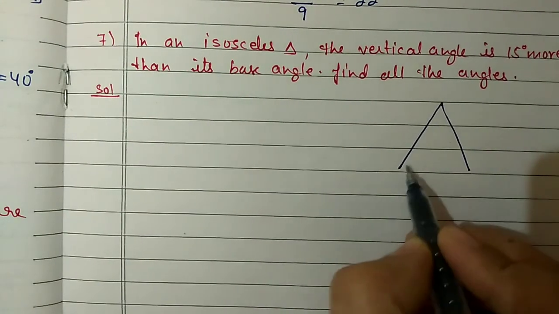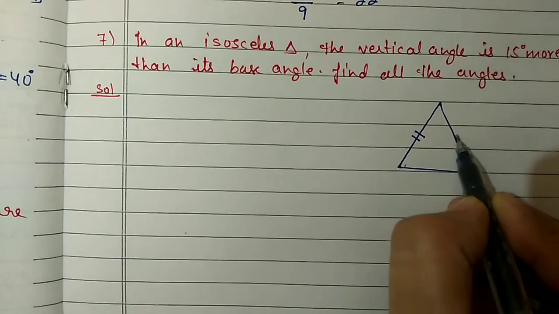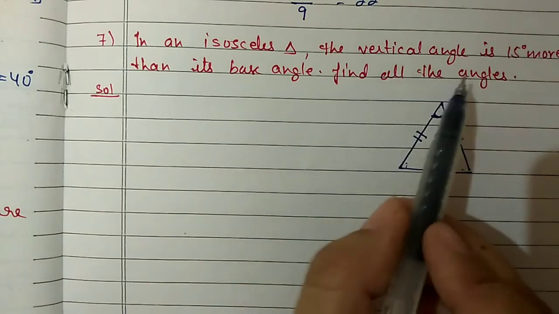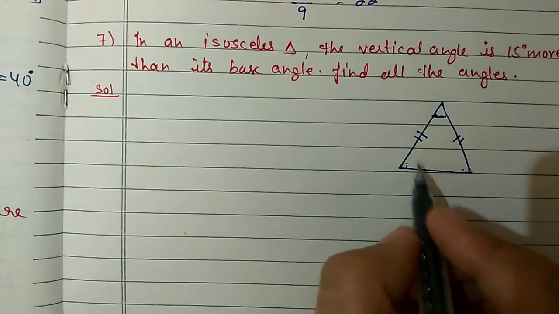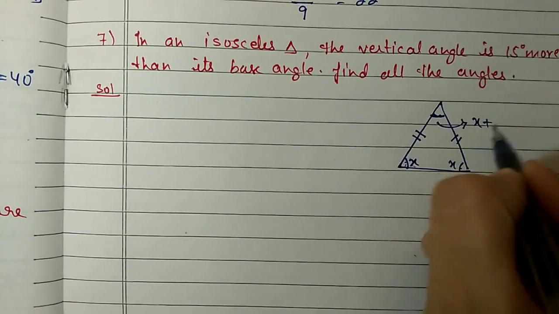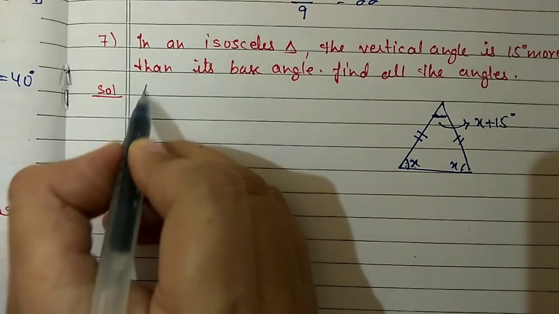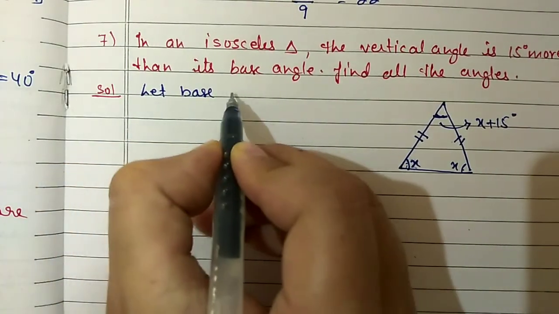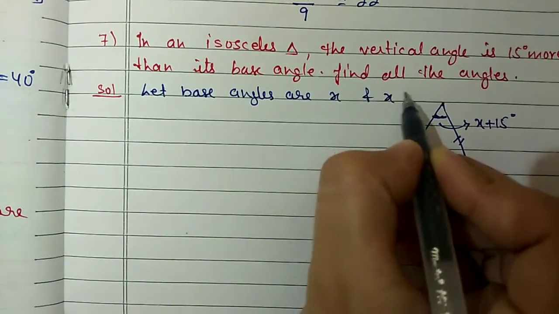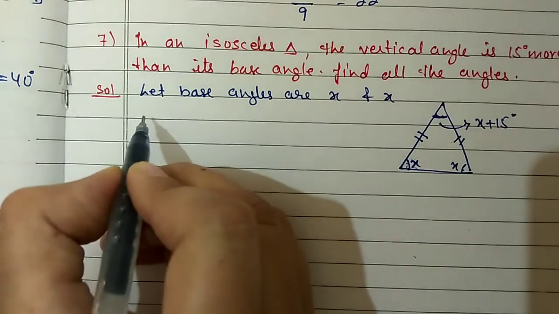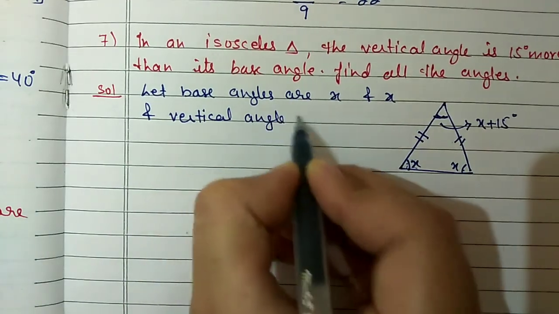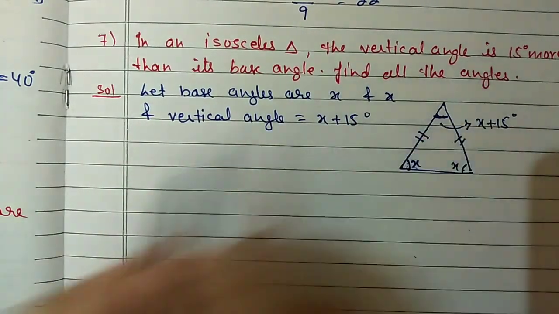So base angle means if this is an isosceles triangle, these two sides are equal. These we will call base angles, and this will be the vertical angle. So they have given here this vertical angle is 15 degree more than the base angle. So suppose we take the base angles as x and x, because two base angles are there, and the vertical angle will be x plus 15 because it is 15 degree more than the base angle.